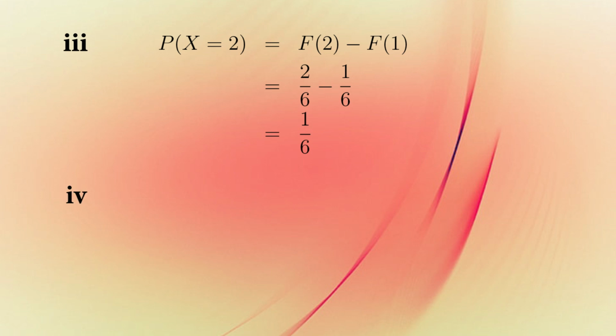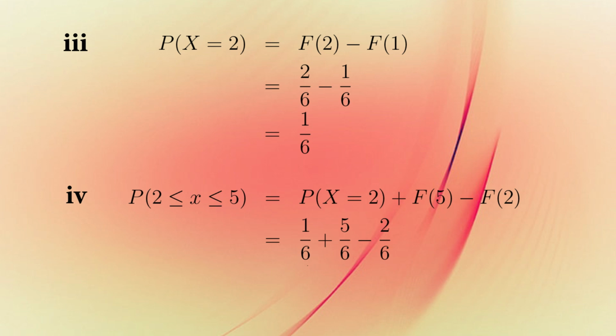Now, as a part of the fourth sub-question, we are supposed to find the probability of 2 less than or equal to x less than or equal to 5, which is equal to the probability of x equal to 2 plus F(5) minus F(2), which is equal to 1 by 6 plus 5 by 6 minus 2 by 6, which is equal to 4 by 6. Hence, the probability that the outcome is between 2 and 5, inclusive, is 4 by 6.